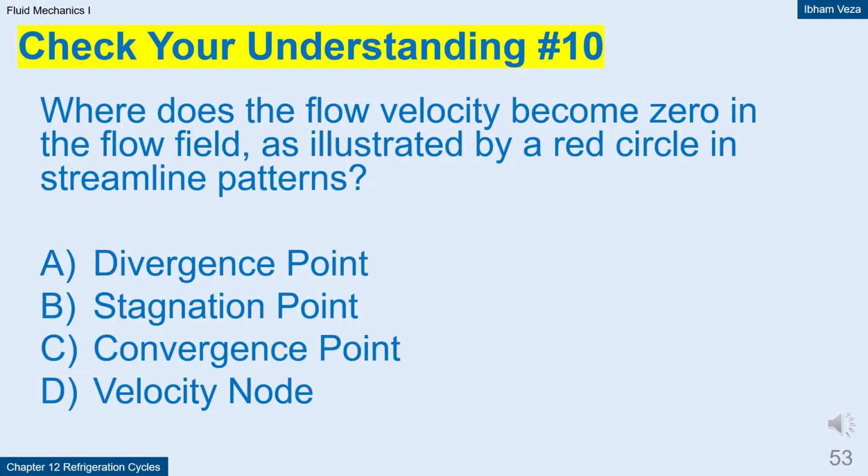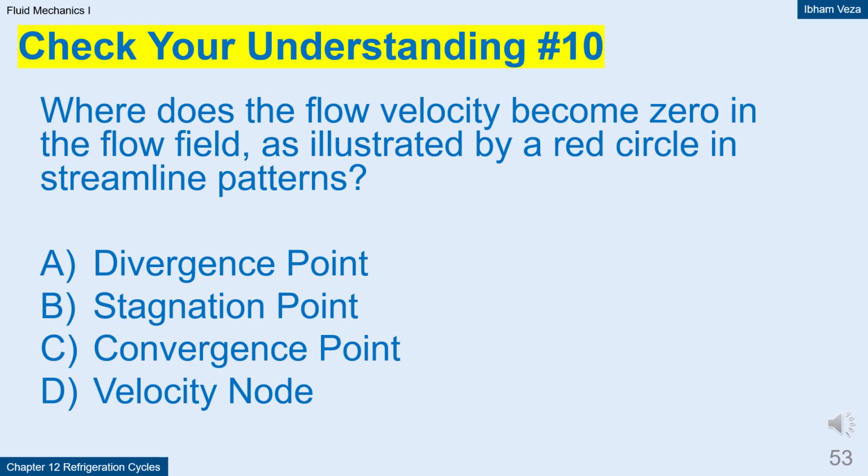Check your understanding. Number 10. Where does the flow velocity become zero in the flow field, as illustrated by a red circle in streamline patterns? Answer: B. Stagnation point. Explanation: A. Divergence point. This is incorrect because the divergence point refers to regions where the flow lines are spreading apart, not where the velocity is zero. B. Stagnation point. This is the correct answer, as the stagnation point is where the flow velocity becomes zero, typically marked by a red circle in streamline patterns.